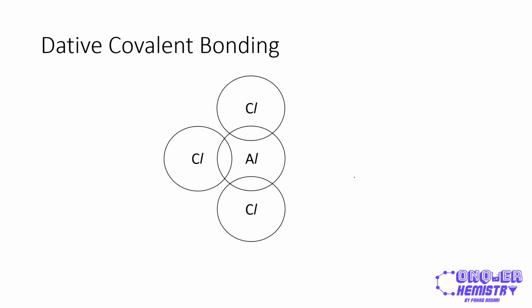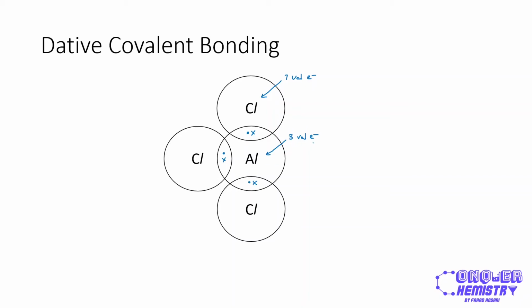Another example is AlCl3, right? So aluminium is in group 13, so it has 3 valence electrons. And chlorine is in group 17, so it has 7 valence electrons, right? So chlorine needs just one more electron to complete its outer shell, and to do that, it'll just share one pair of electrons with the aluminium. So let me show that over here.